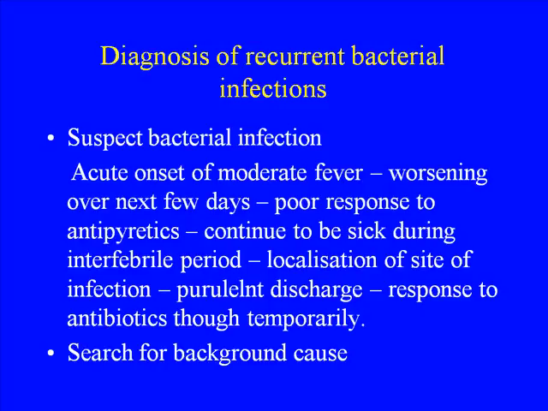And how do you diagnose a bacterial infection? Acute onset, mild to moderate fever that worsens over the next few days. You have a poor response to antipyretics. The patient keeps on remaining sick, even during the interfebrile period. Very soon he localizes the infection. Bacterial infection is localized, viral is generalized. In a viral respiratory infection, your eyes are red, the nose is running, the throat is congested, you are coughing badly. In a bacterial infection, tonsillitis has no chest signs and a pneumonia has no congested throat.